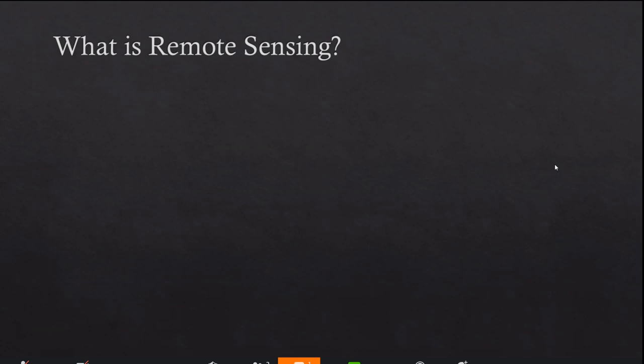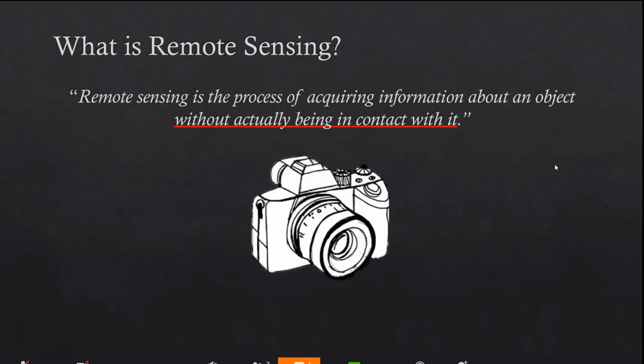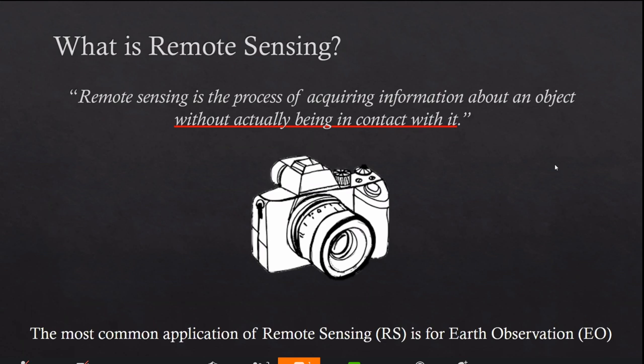So, remote sensing is basically the process of acquiring or gathering information about an object without actually being in contact with it. So, the key point here is without being in contact with it, right? There are many different kinds of sensors that we can use for remote sensing, but something that is very common and which I think every one of you has used is a camera, right? You're not really in contact with the object that you're taking a picture of, but you're gathering information about it. The most common application of remote sensing is for Earth observation.